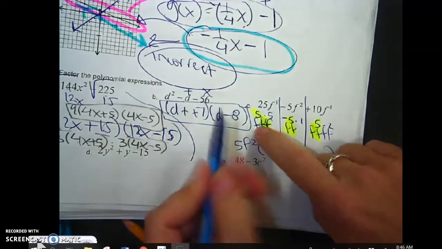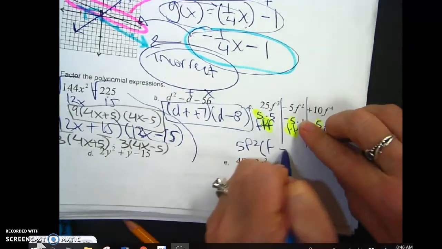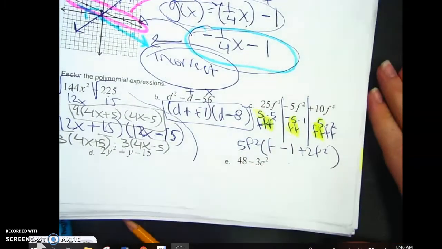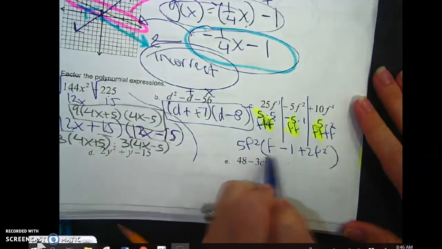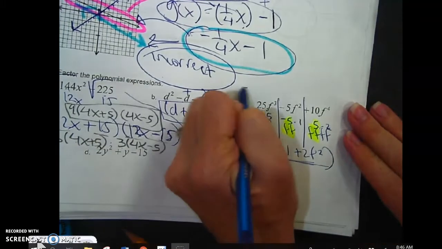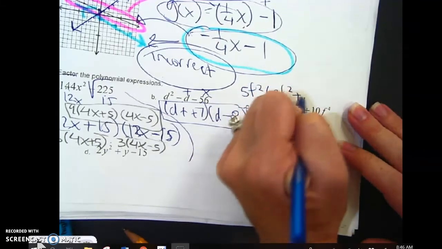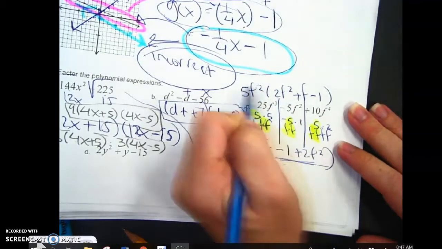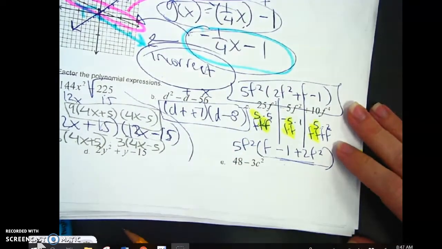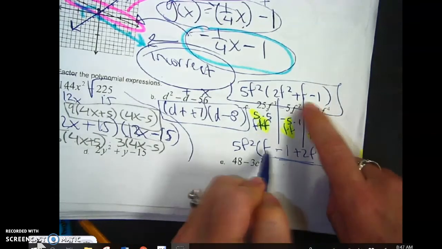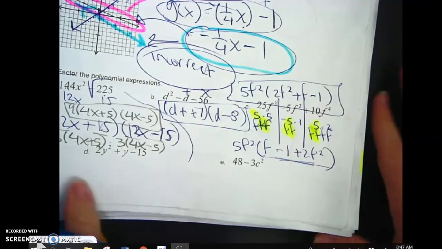So we have the F minus 1 plus 2F squared. You give me this, you will lose a point if you do not put this in standard form. So 5F squared, 2F squared plus F minus 1. That's the answer I'm looking for, okay? Make sure it's in standard form. Make sure you know that the 1 is negative and the F is positive, okay?